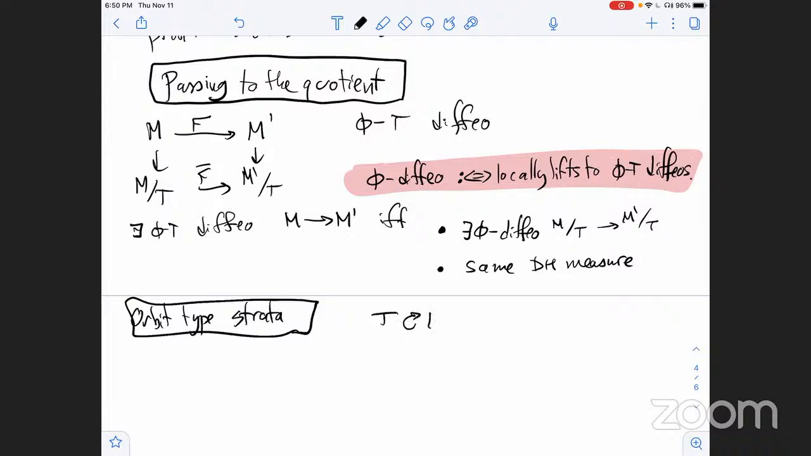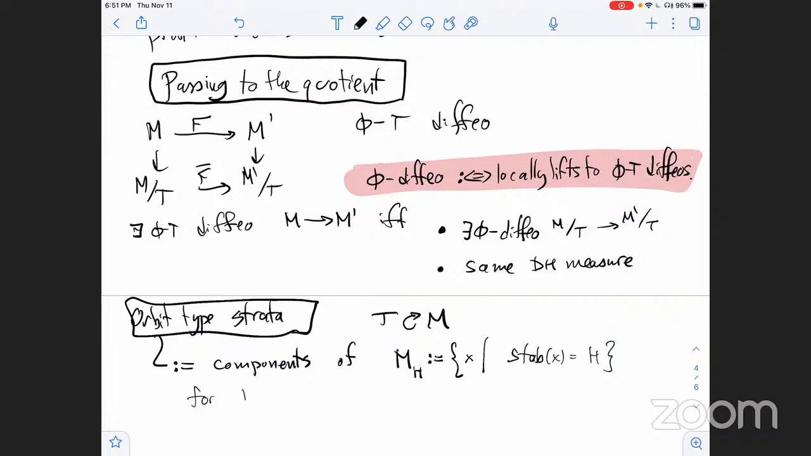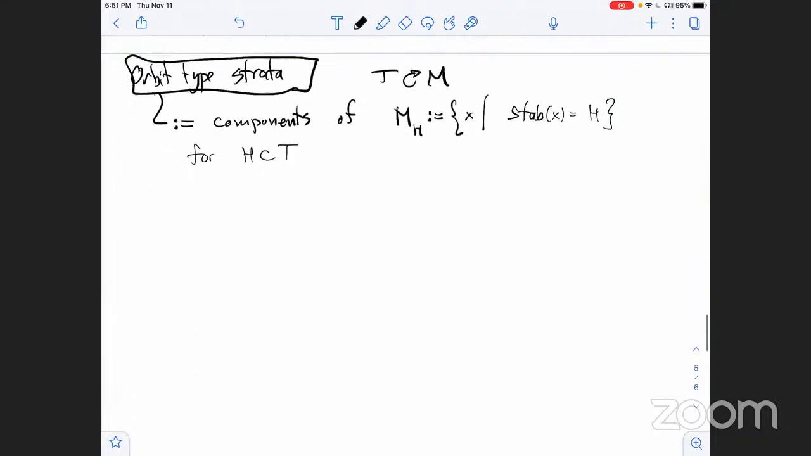So first of all, whenever you have a manifold with a torus action, the orbit type strata are defined to be the connected components of the sets of points with the same stabilizer. So for each closed subgroup of the torus, you can take the components of the set of points with that stabilizer. These will give the orbit type strata. This will be a stratification of your manifold in any sense of the word that you choose. There's a lot of different interpretations of the word stratification, but this will satisfy all the properties that you want. You can then look at the set of orbit type strata.